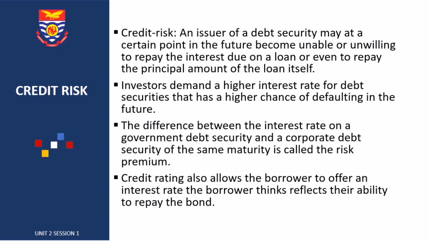So investors demand a higher interest rate for debt securities that have a higher chance of defaulting in the future. Whenever investors perceive that borrowers have a higher risk of default, they charge a higher interest rate. The difference between the interest rates on a government debt security and a corporate debt security of the same maturity period is also called the risk premium.